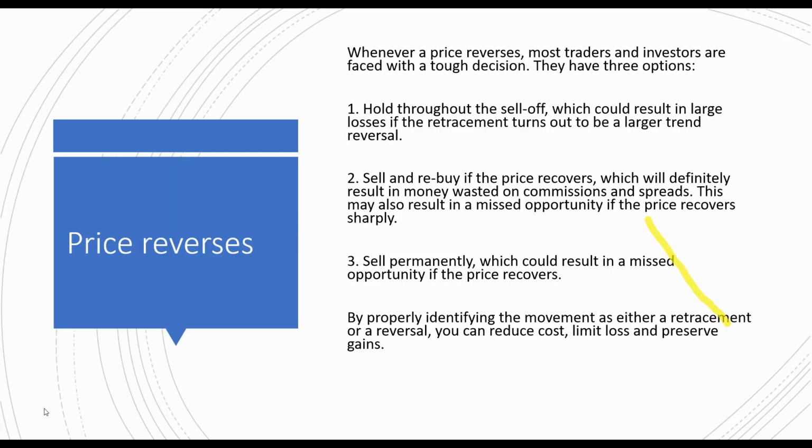The minute I see a lower low, even if for a spike for a second, then I'm saying, you know what, let me get out of the market. And then I'll sell permanently, okay? Because as long as I've reached pretty close to my profit target, then I'm happy. You don't have to be greedy. But by properly identifying the movements as either a retracement or reversal, you can reduce costs, limit loss, and preserve gains.